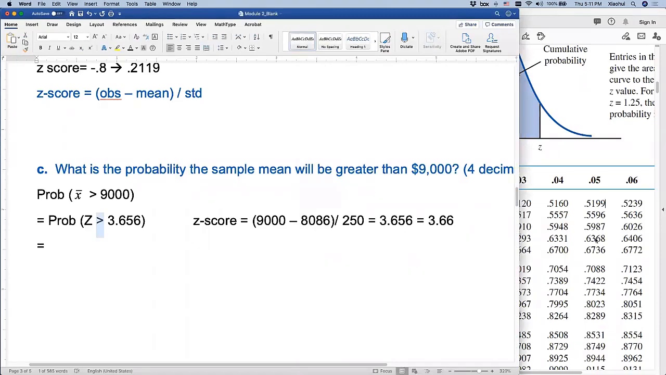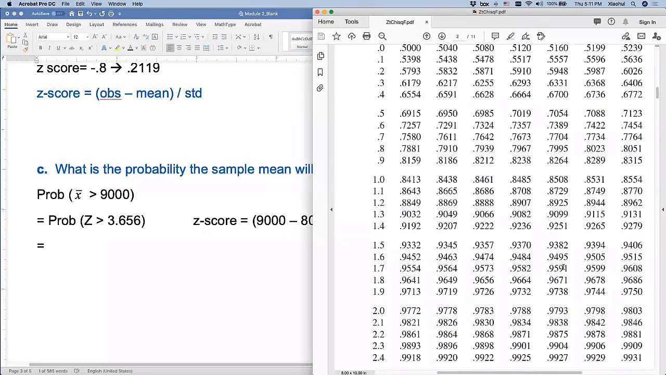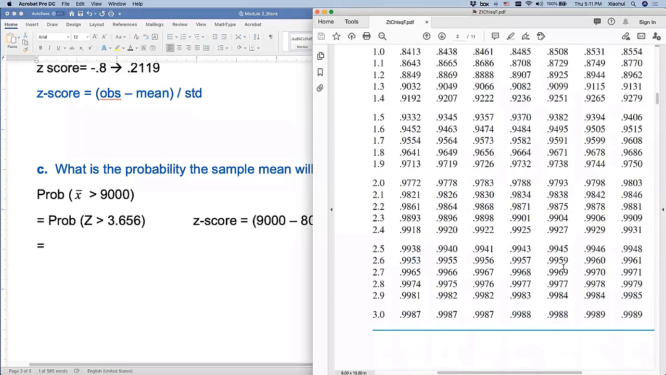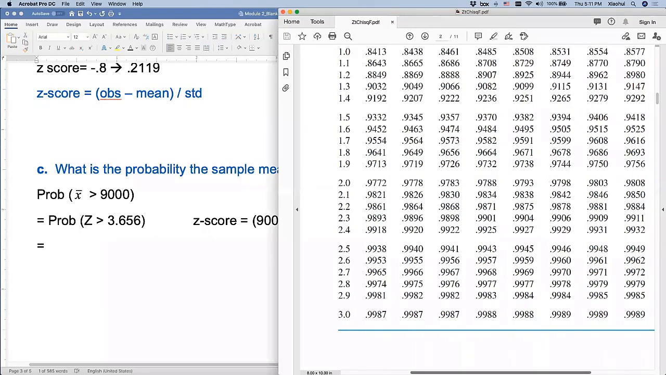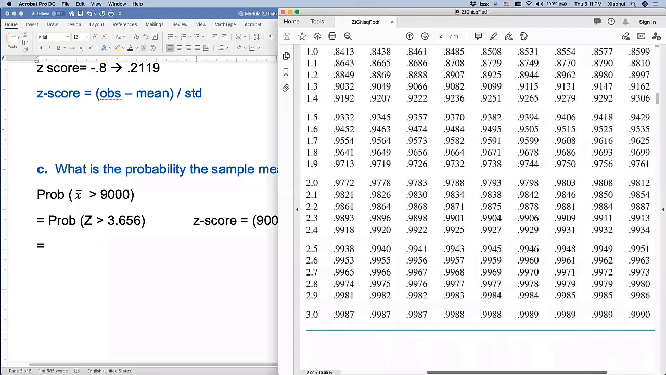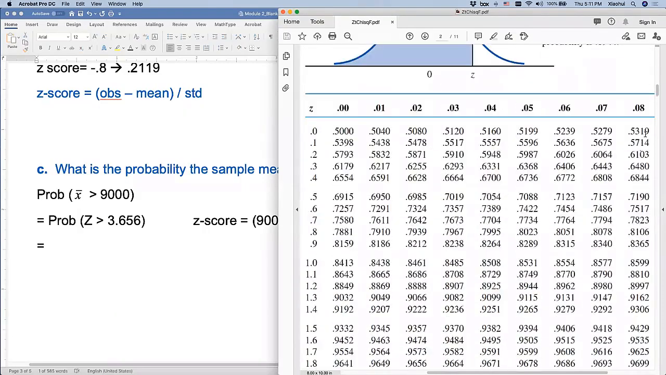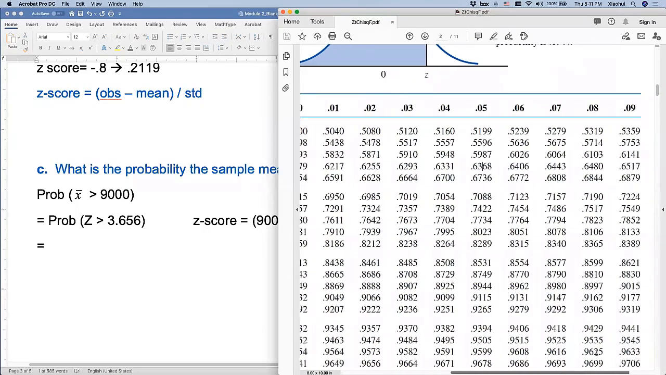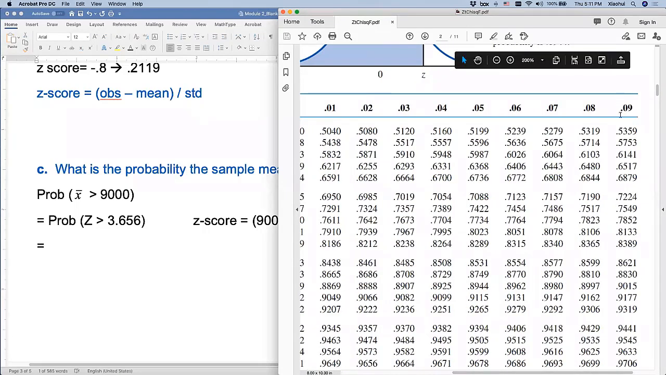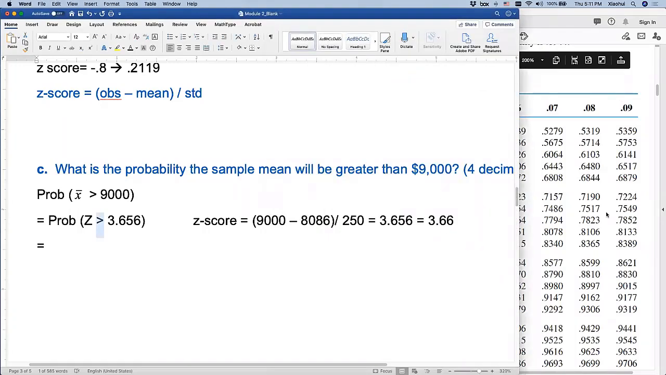Let's look for 3.66. Are you able to find 3.66 from your z-table? No. What is the largest z-score you can get on this table? What is the largest z-score? 3.9? Or 3.09? Yes, 3.09. You see, 3.09 is the largest one you can get. So 3.66 doesn't appear here. Let's take a look at what that means.